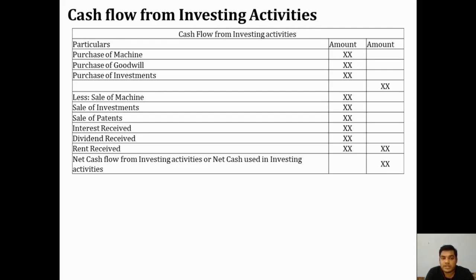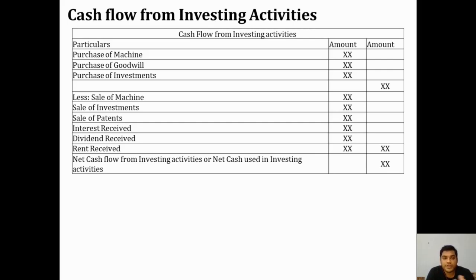If our purchases are more than our sale, then it is called net cash used in investing activities. Why? Suppose I have sold a machinery worth rupees 1 lakh and I have purchased one more machinery worth rupees 2 lakh. In this situation what happens? Sale value is 1 lakh, purchase value is 2 lakh. So I have used the cash, I have not generated the cash. I have used 1 lakh rupees extra for purchasing new machinery.